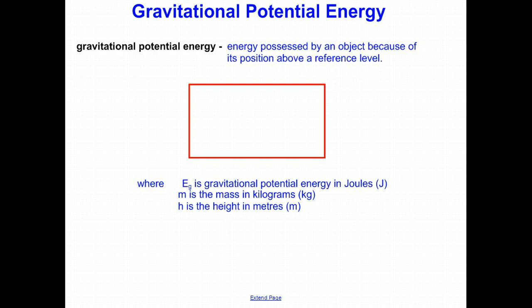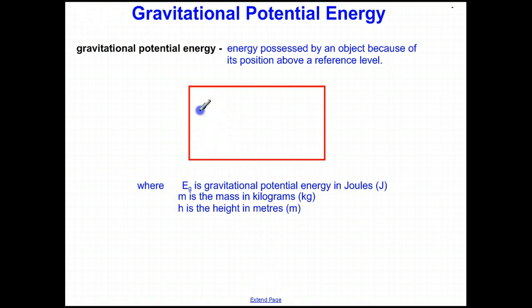So when we look at gravitational potential energy, it's energy possessed by an object because of its position above a reference level. So remember that anytime we lift up objects above the Earth's surface, we're giving them this type of energy, because if we were to let go, gravity is going to pull them back down, and that energy is going to get converted into motion. And so when we want to calculate how much gravitational potential energy something has, we just need to know two different things.